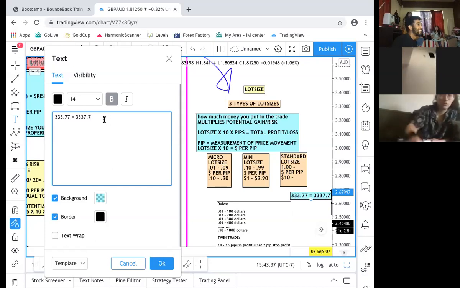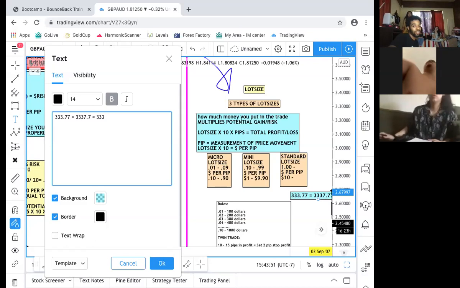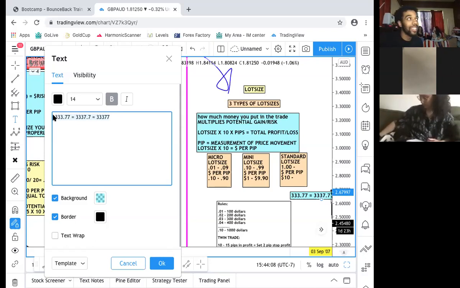So now, if we caught 10 pips on this, how much money will we make? 33,377. That's crazy because someone could have gotten into the same trade with a .03 lot size, two people with the exact same parameters, but one person made that much money and the other made way less. The lot size is the only thing that changes.